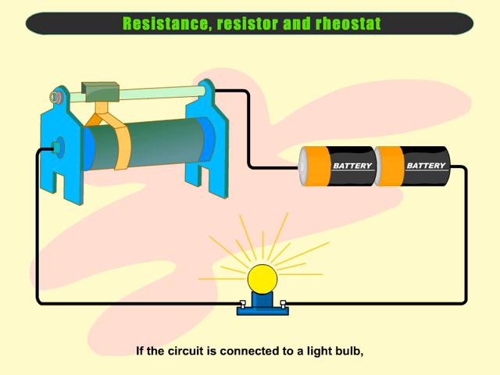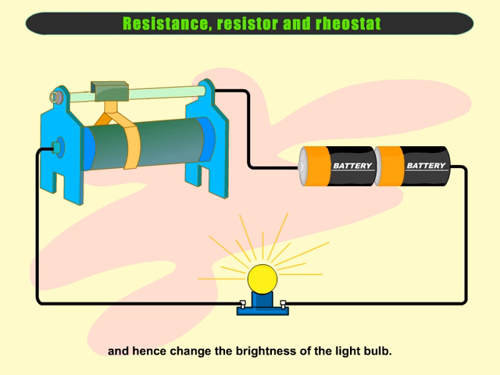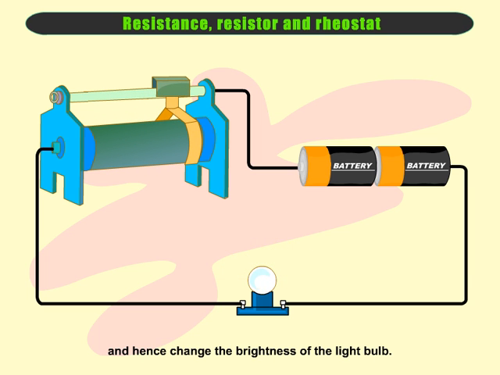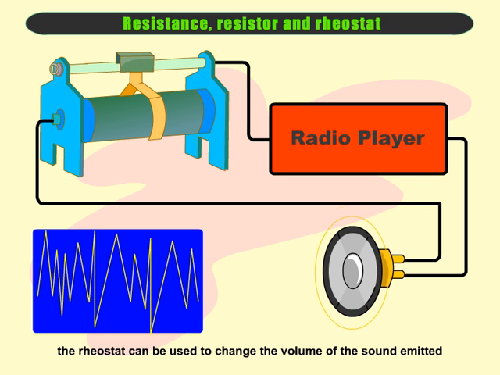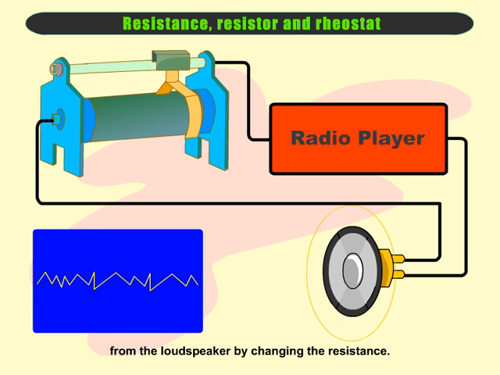If the circuit is connected to a light bulb, changing the resistance will change the current and hence change the brightness of the light bulb. If a circuit has a rheostat and a loudspeaker, the rheostat can be used to change the volume of the sound emitted from the loudspeaker by changing the resistance.